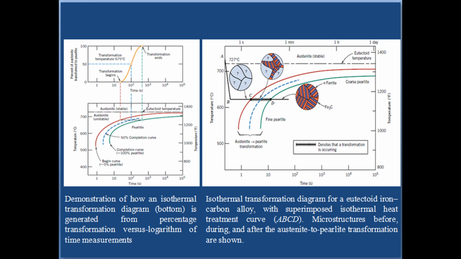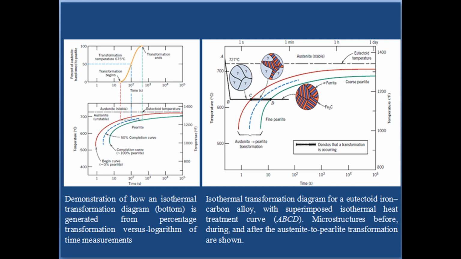In addition, these plots are accurate only for transformations in which the temperature of the alloy is held constant throughout the duration of reaction. Conditions of constant temperature are termed isothermal. Thus, plots such as shown in the figure are referred to as isothermal transformation diagrams, or sometimes they are called time-temperature-transformation or TTT plots.